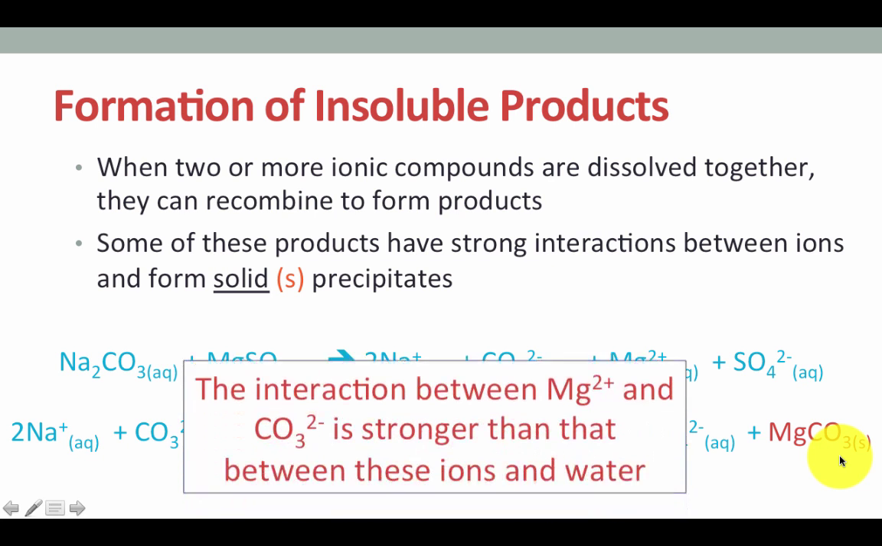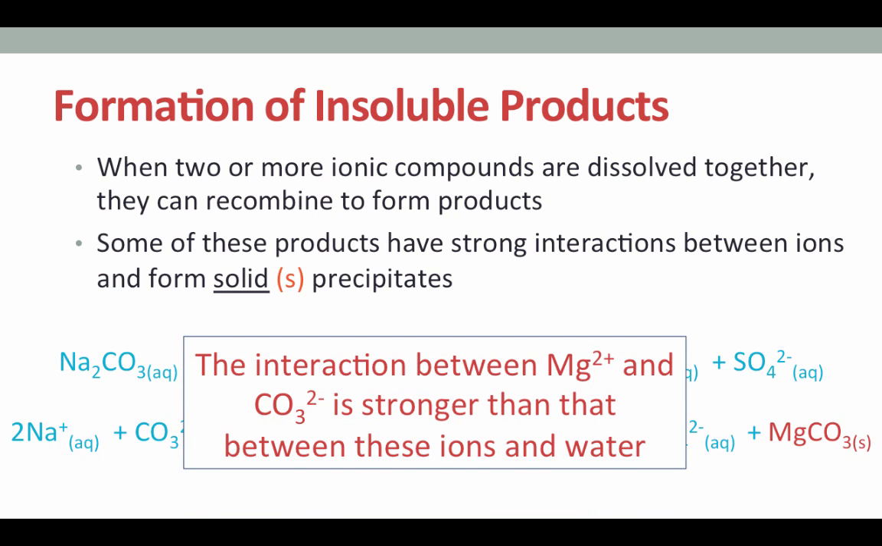So in this situation, the interaction between the magnesium ion and the carbonate anion is stronger than the interaction between water and these ions. And so water is omitted, the two ions come together and form a solid precipitate. In your test tube, this will look like a cloudy white material forming at the bottom of the tube.